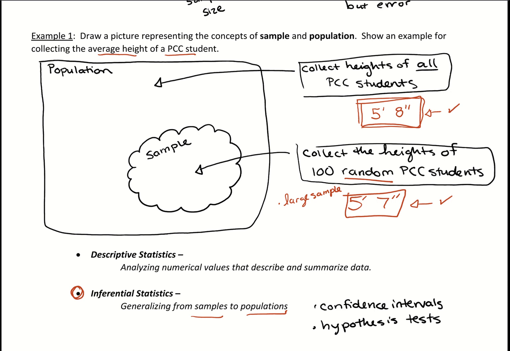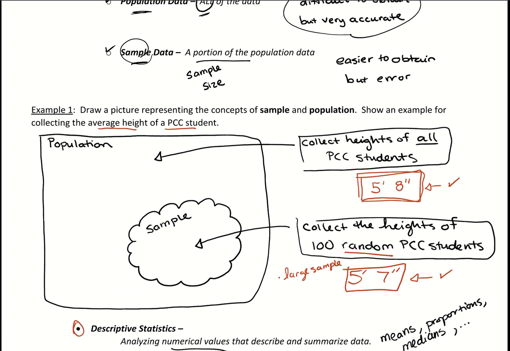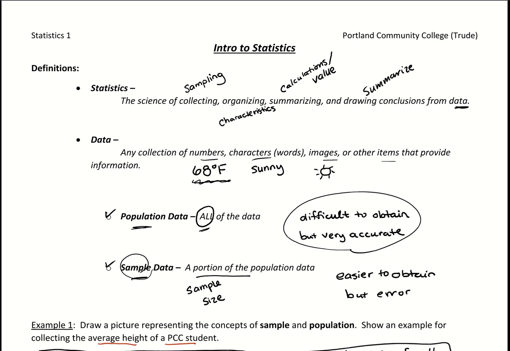Then another type of statistics, which is what we start out with in this term, is descriptive statistics. And this is where we analyze numerical values that describe and summarize data. So some values that we end up talking about are means, or the idea of an average. We talk about proportions. We'll talk about medians, standard deviations, all sorts of things, which we'll start talking about in these next few modules. But it's a way of just looking at numerical values to describe our data. So this gets us started with a few definitions that get us into statistics.